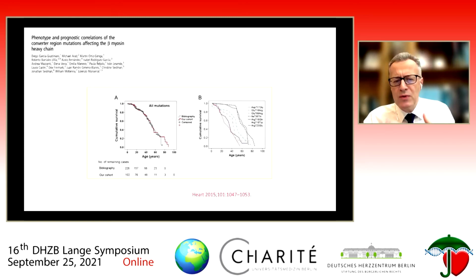But what we really want to move towards, and which we are slowly edging towards, is something a bit more sophisticated, more granular or personalized than that, where we don't just look at gene positive or gene negative, nor a single gene, but we look at individual mutations and try to predict outcomes from those mutations. This is work from Lorenzo Montserrat, who was speaking at this conference, showing different survival curves for patients with different mutations in beta-myosin heavy chain. And this is certainly our aspiration for the future.